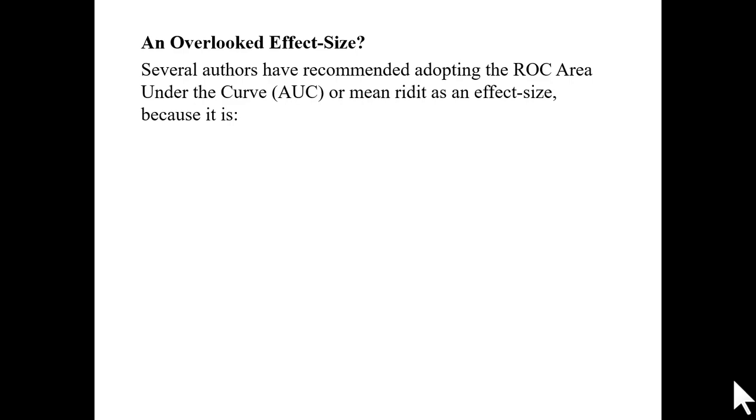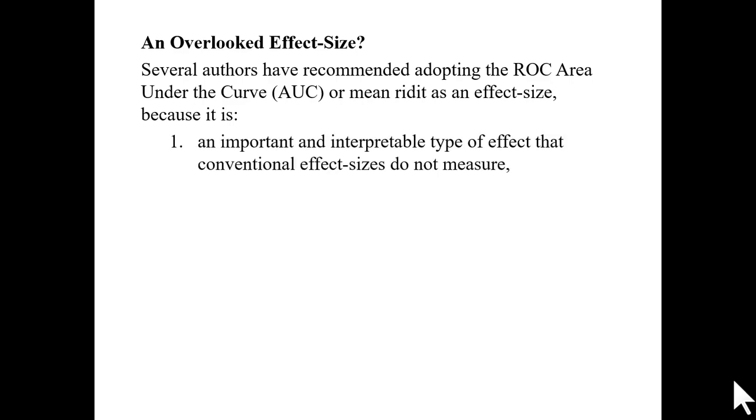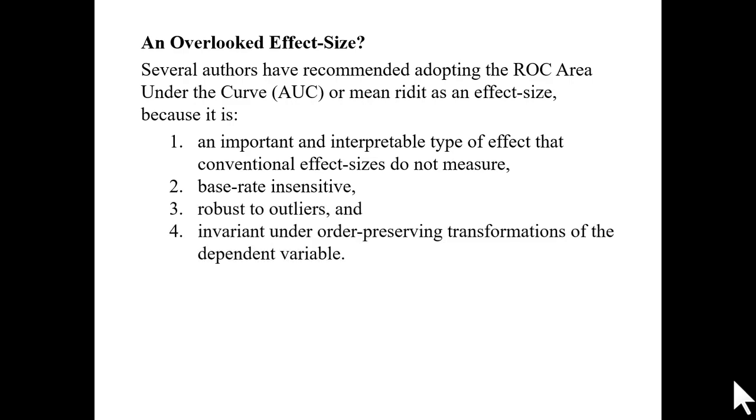the receiver operating characteristic area under the curve, or mean ridit, as an effect size measure. Several authors have recommended adopting the ROC area under the curve, or AUC, or mean ridit, as an effect size because it's an important and interpretable type of effect that conventional effect sizes don't measure. It's base rate insensitive, robust to outliers, and it's invariant under order-preserving transformations of the dependent variable.